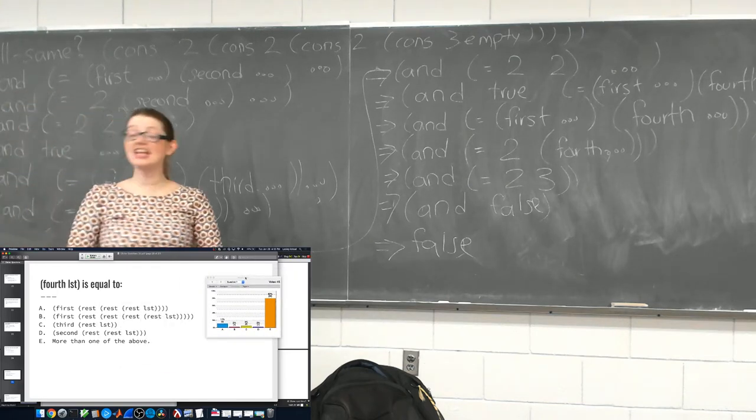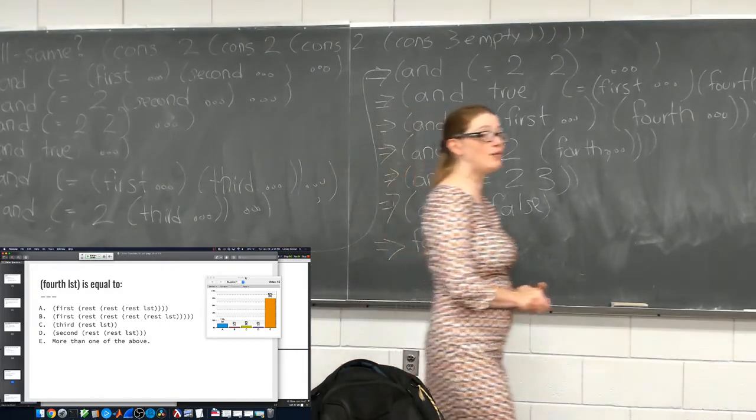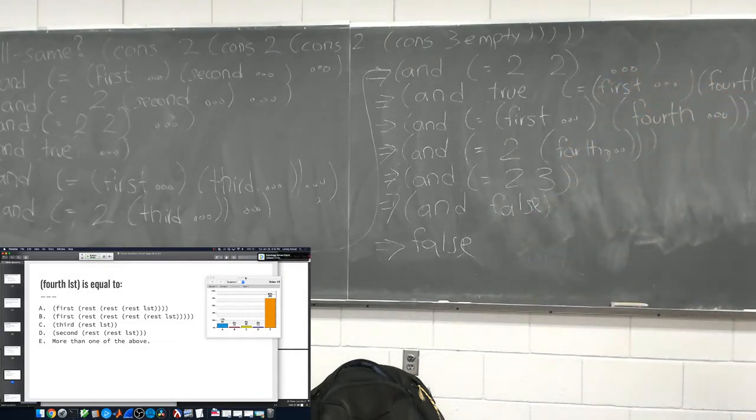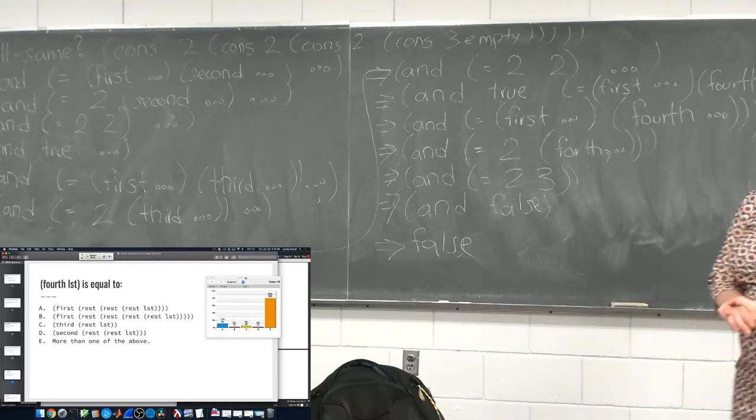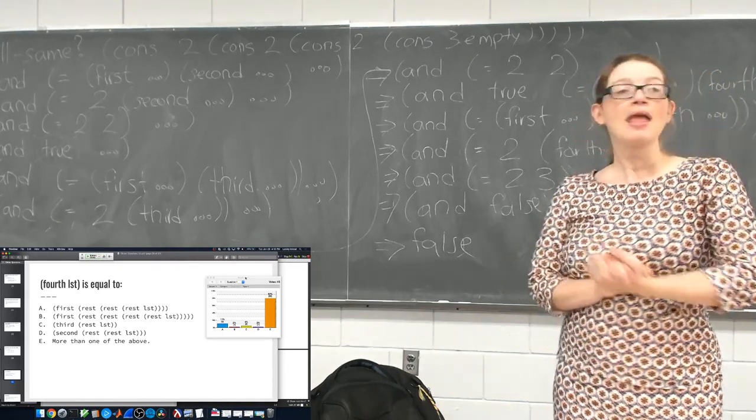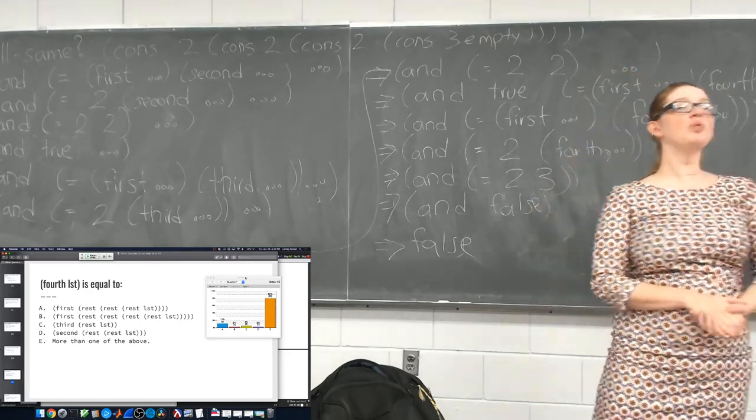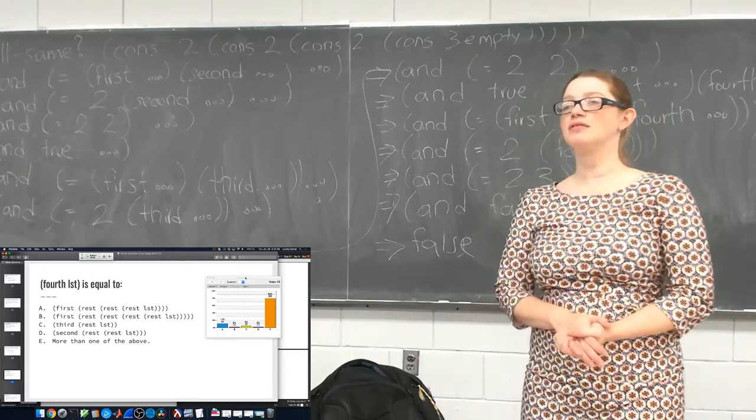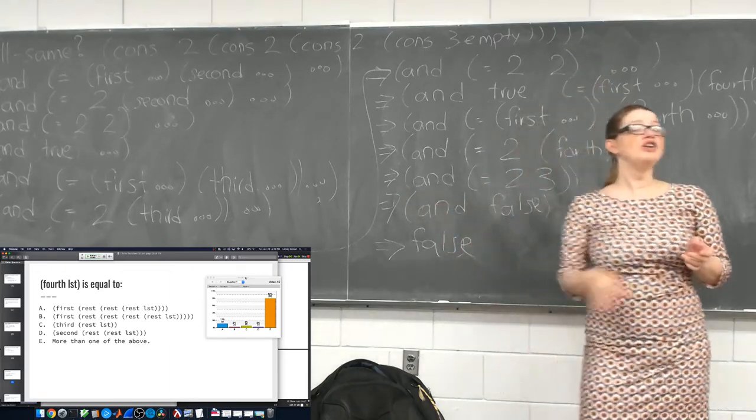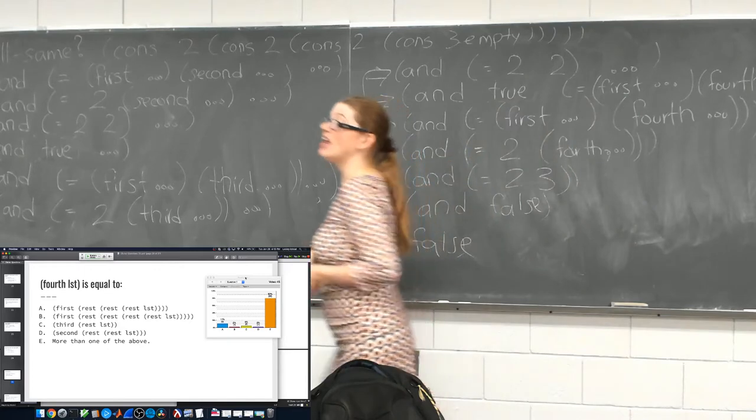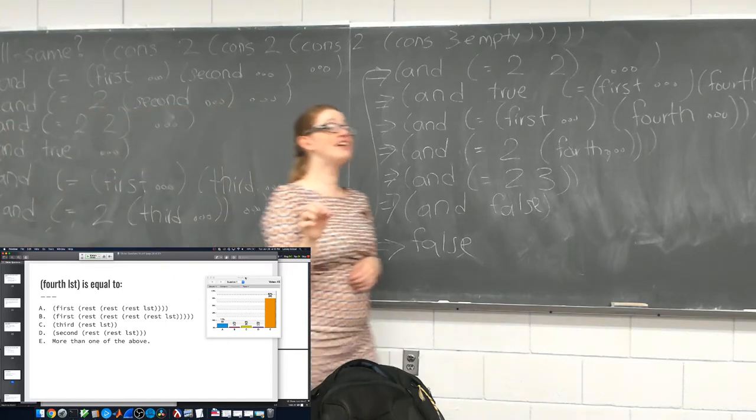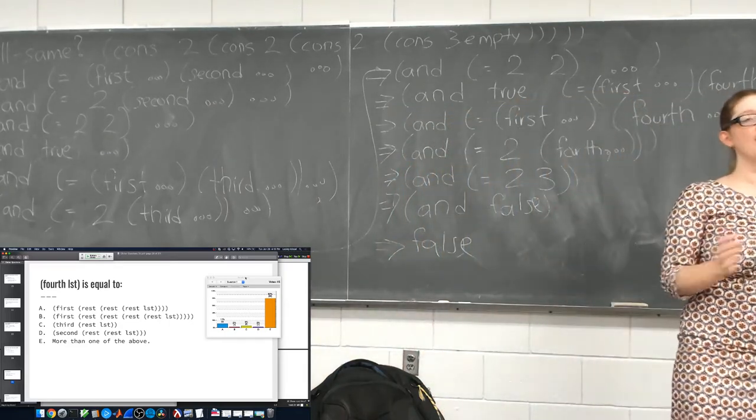Okay. So let's see what everybody said. Most of you, 80% of you said E, more than one of the above. That is correct. More than one of these is equivalent to extracting the fourth element of the list. Which ones are they? How many of you say A gives you the fourth of the list? Because it does. Each time you call rest, you take a list and you produce a new list that doesn't contain the first element. So if you have the list 1, 2, 3, 4, 5, and you call rest on that list, you get 2, 3, 4, 5. Which means that if you take the first of the rest of the rest of the rest of the list, that's the fourth element of the original list.